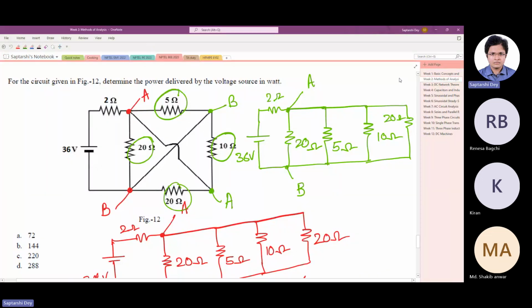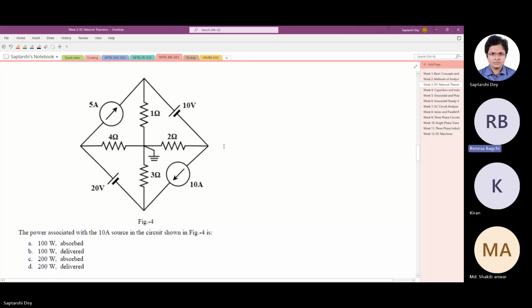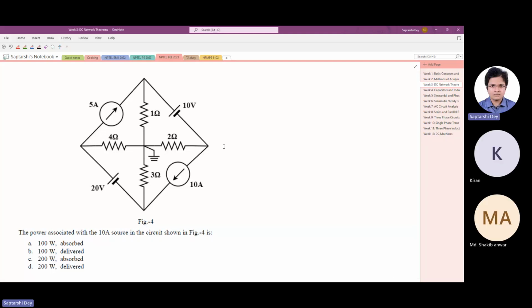Okay. If we get some more complicated circuit, we will look into it. Like this one, do you need redrawing of this circuit? I don't think so. This is anyway quite simple. No, I don't think redrawing is needed. The power associated with the 10 ampere source is how much?